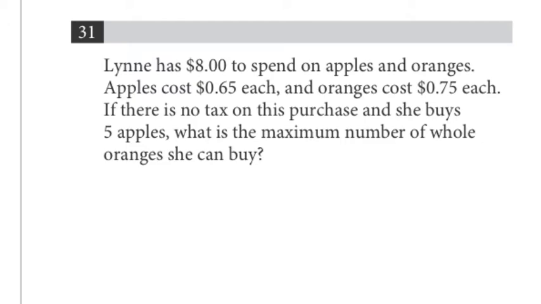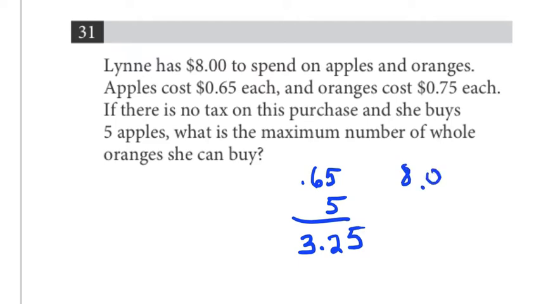each apple is 65 cents. So obviously you could use your calculator, but I won't use one here. Not that the math is so difficult. So that would be $3.25 for the apples. How much is left for the oranges? Well, just subtract $3.25 from $8, and you will get $4.75.